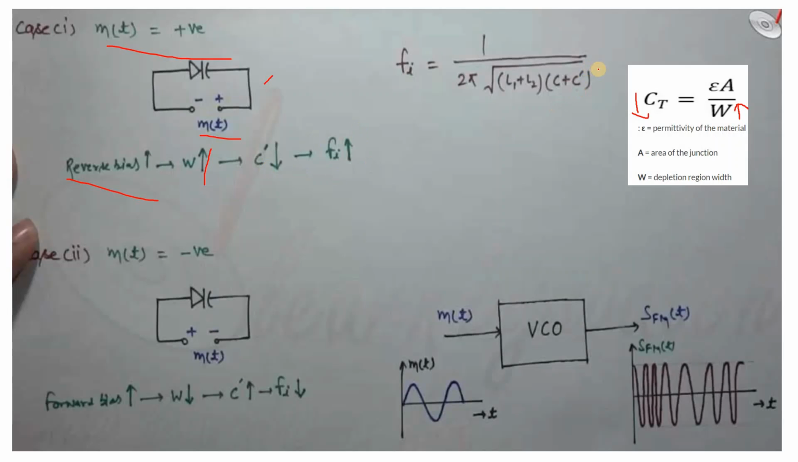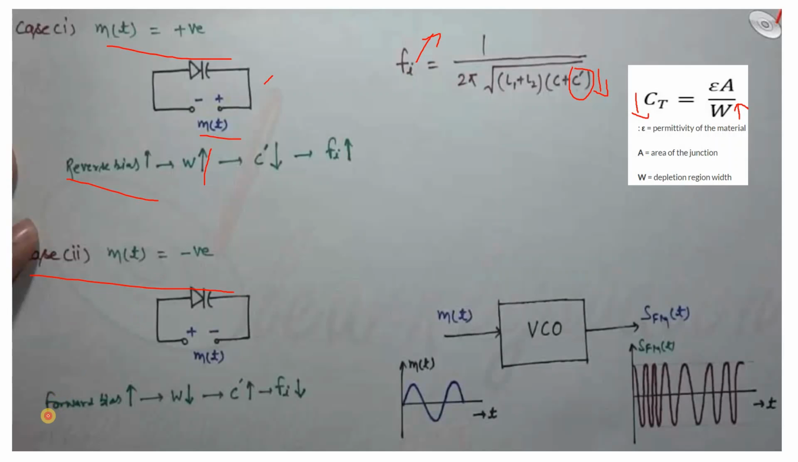When C dash decreases, then C dash was in the denominator, so the instantaneous frequency increases. Then look at case 2. M of t is equal to minus voltage.